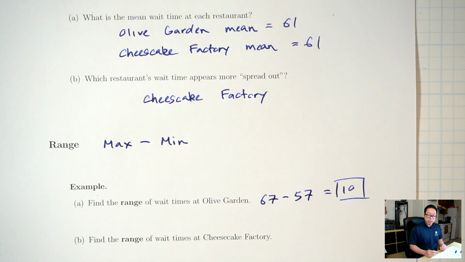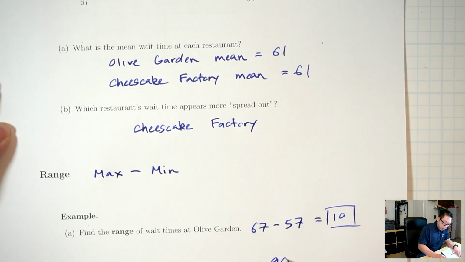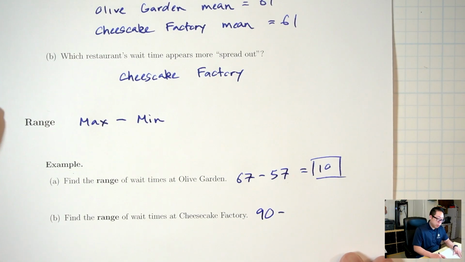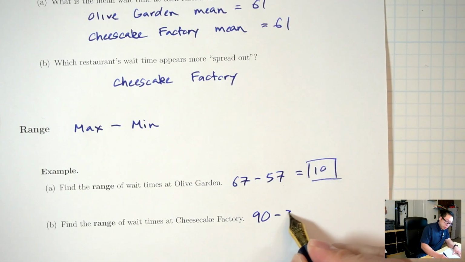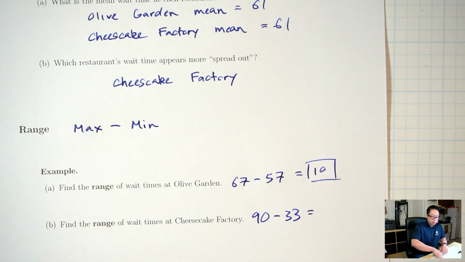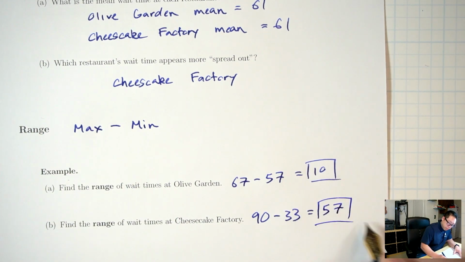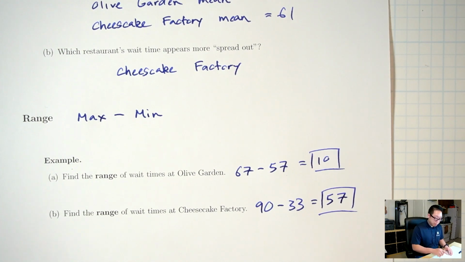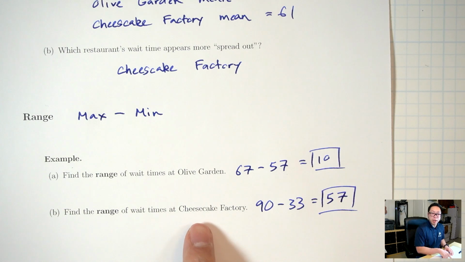Find a range for Cheesecake Factory. So the biggest, the max for Cheesecake Factory was 90. The minimum for Cheesecake Factory was 33. So 90 minus 33. Okay, what's 90 minus 33? 57. So like we said, the Cheesecake Factory, with 57, was more spread out than Olive Garden.